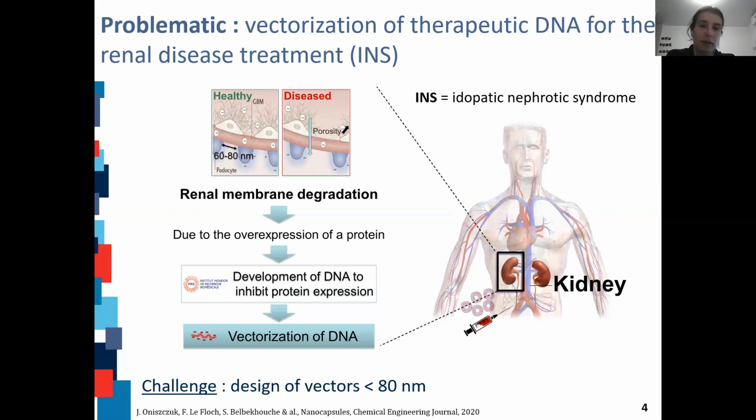Working with the kidney is a bit tricky because it's the organ of filtration, so it's very selective, and the porosity is about 60-80 nanometers. And actually, in nanoscience, getting particles that are monodisperse and with a well-defined size of less than 100 nanometers still remains a challenge.